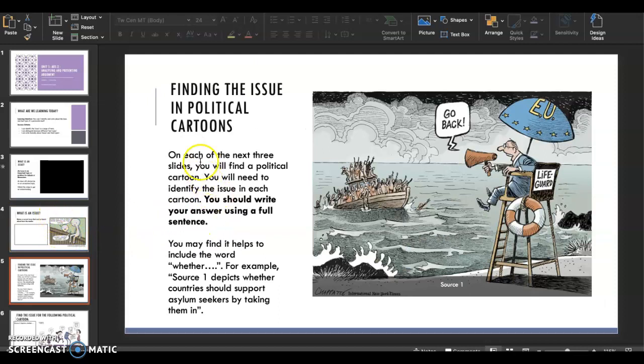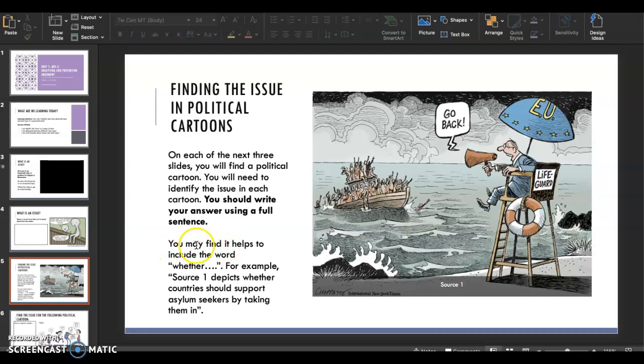Okay, the first thing you're going to be doing is finding the issue in political cartoons. Political cartoons are great fun and a really important, very creative way of making commentary. So in each of the next 3 slides, you will find a political cartoon. You need to identify the issue in each cartoon. You should write your answer using a full sentence. Again, you will write these into the text boxes. It should allow you to do so today. Sorry that it didn't work so well for some people yesterday or in Monday's class.